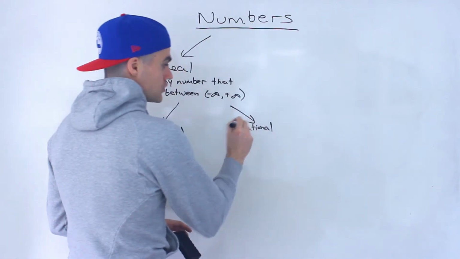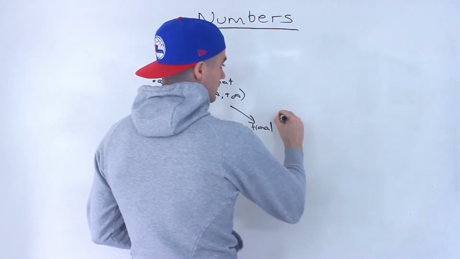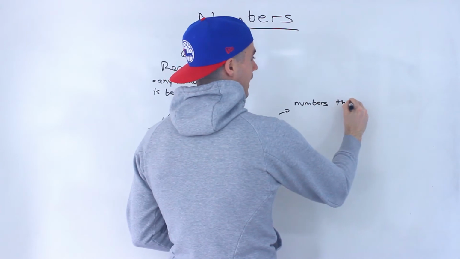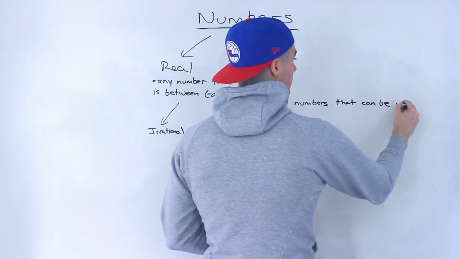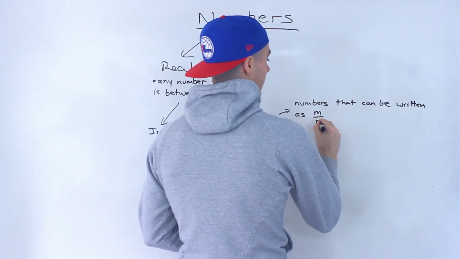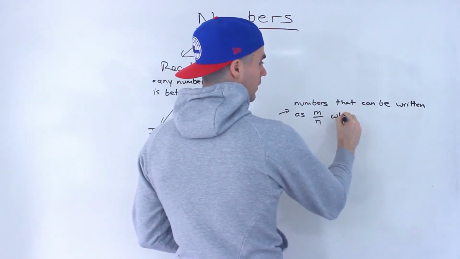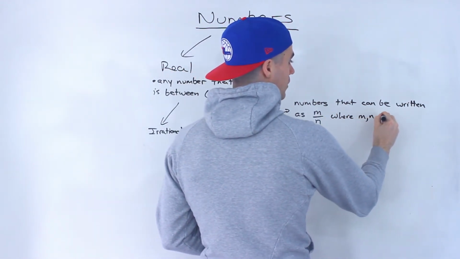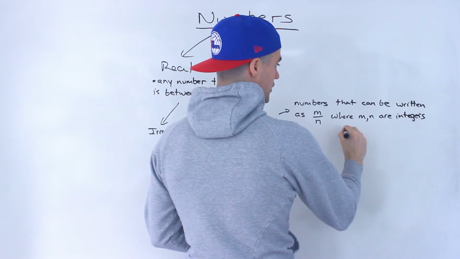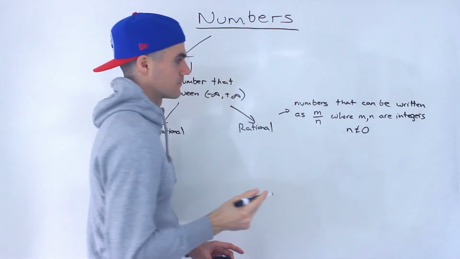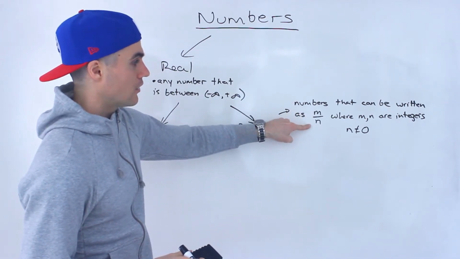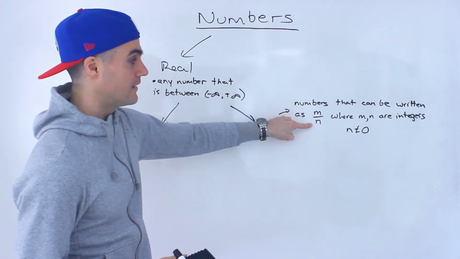So rational numbers, they're basically numbers that can be written as m over n, a fraction where m and n are integers. However, there's a restriction here, n can't be 0. Right? You can't be dividing by 0. It would be undefined there. So m and n are integers. m can be 0, but n can't be.